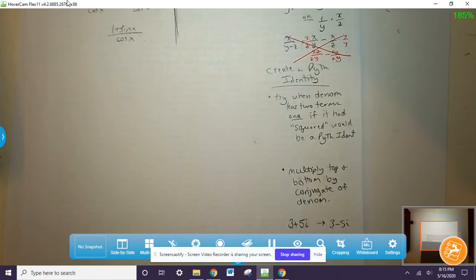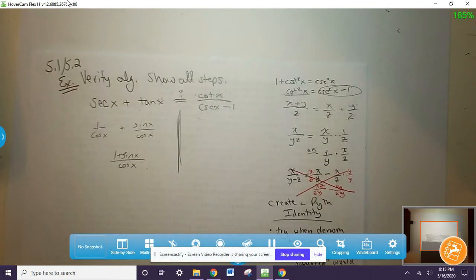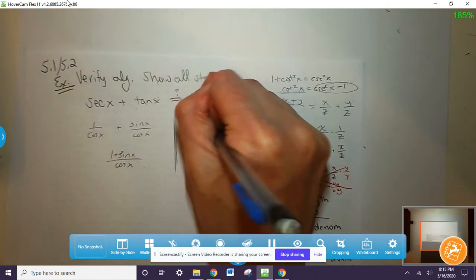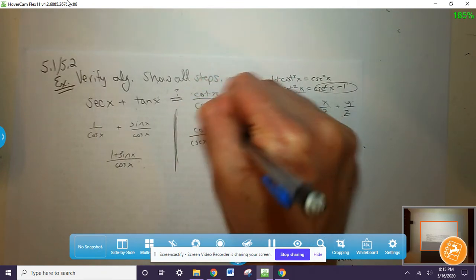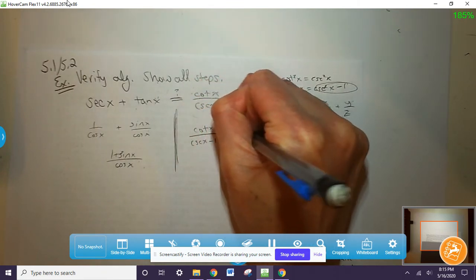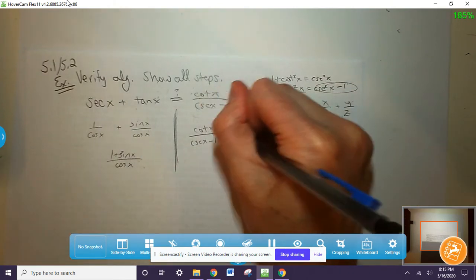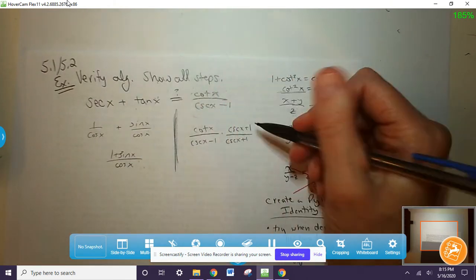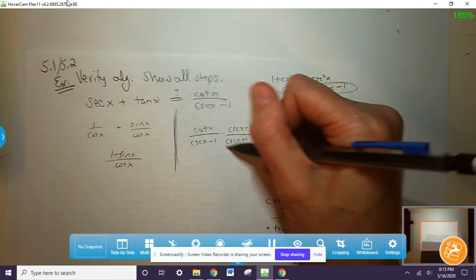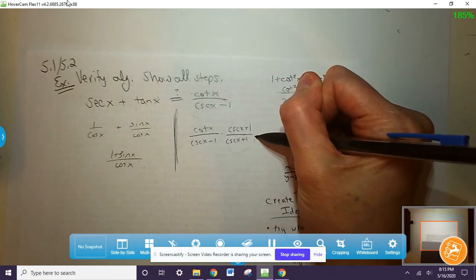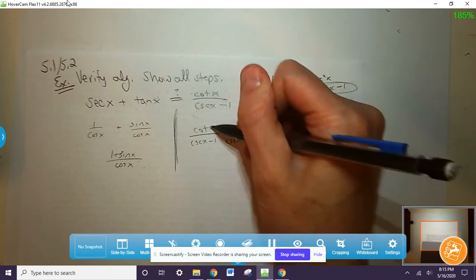So what we have here is, in the denominator, I have cosecant minus 1. If I multiply top and bottom by cosecant plus 1, and you have to do top and bottom by the same, because look at this fraction. What's cosecant plus 1 over cosecant plus 1? It's 1. So I can multiply by 1. It's going to change the way this looks, but it's not going to change the value.